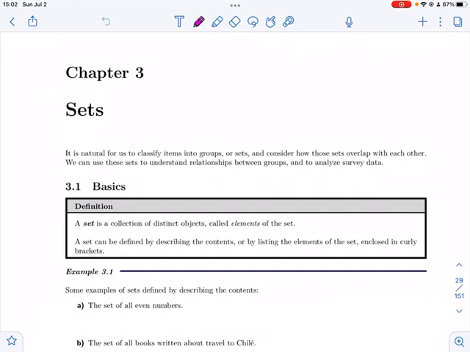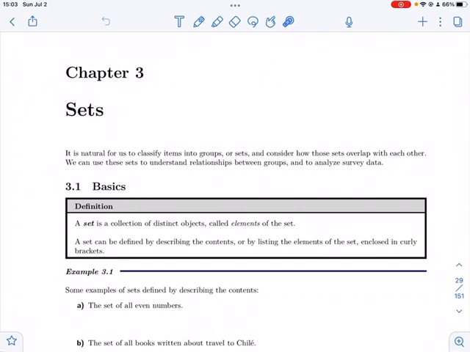It's natural to ask what's the set of something, and to classify groups. We sometimes use the word groups, and sometimes the word sets. Here we will focus on the word set, and we consider how those sets overlap with each other. We can use these sets to understand relationships between groups and to analyze survey data.